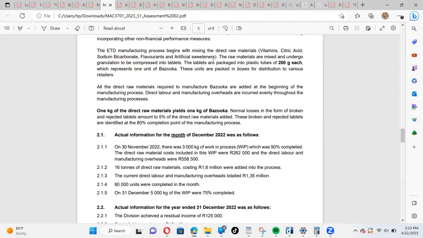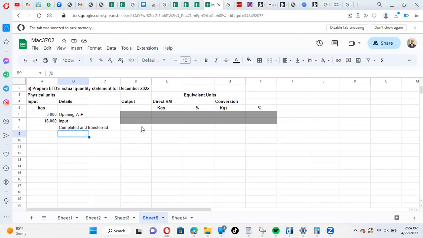So it's 60,000 units. The tablets are packaged in plastic tubes of 200 grams each, which represent 1 unit. So 200 grams is a unit. How many kgs is the whole of that? It's going to be 200 grams times 60,000 divided by 1,000. Nothing complex. So the amount that we need is 60,000 units times 200 grams divided by 1,000. Yeah?